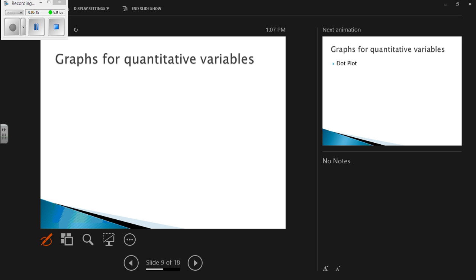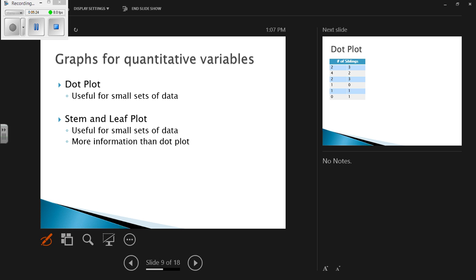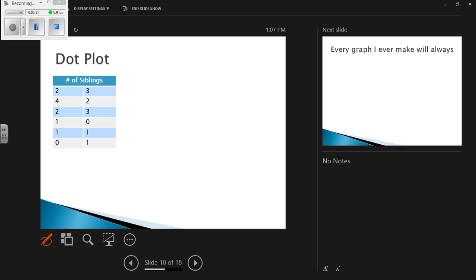Now we can go to quantitative variables. Two that we're going to look at really quickly. There's dot plots, which are useful for smaller sets of data, as well as stem and leaf plots. But a lot of times with a stem and leaf plot, you're going to actually see the individual pieces of data, so you get a little bit more information. So, a quick example of a dot plot.